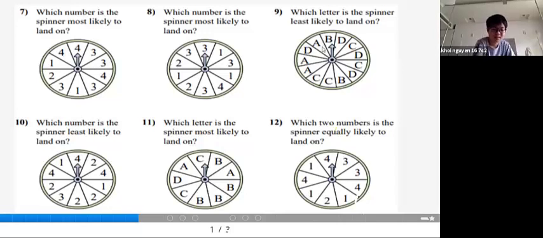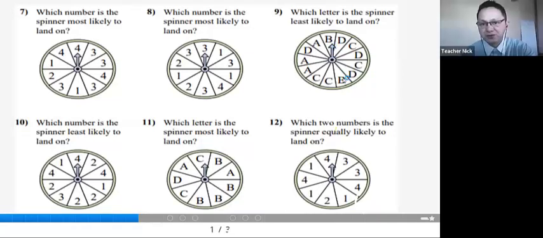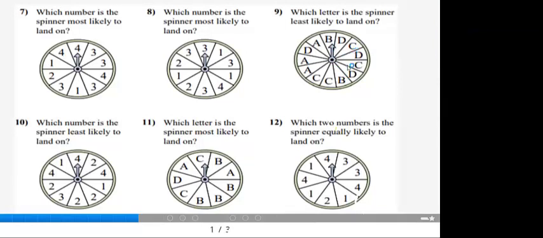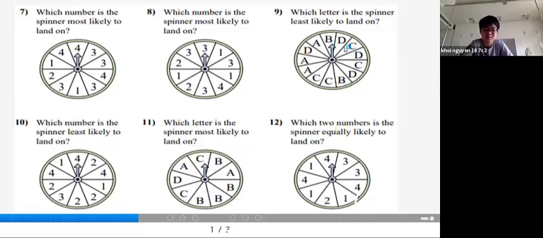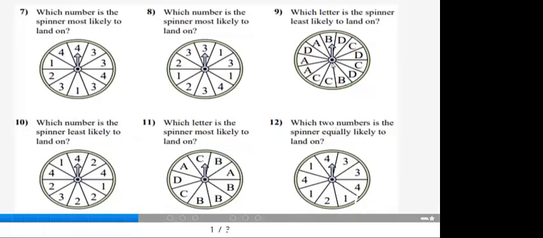How many A? 3. How many B? 2. How many C? 4. How many D? 4. All right. What letter is least likely? Letter B. All right, letter B.